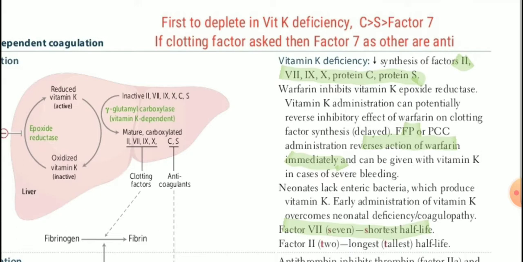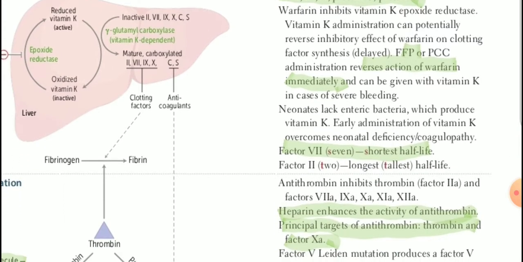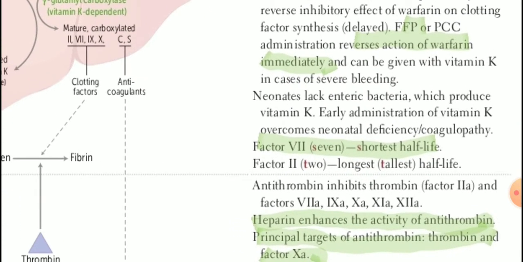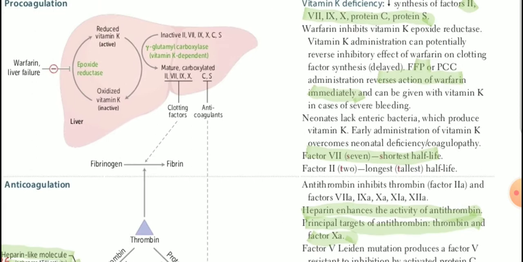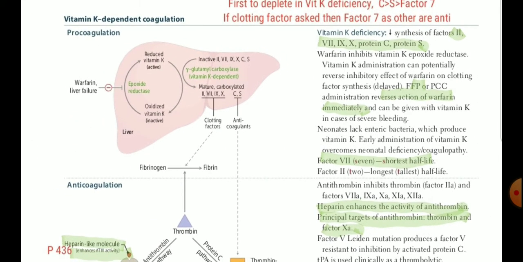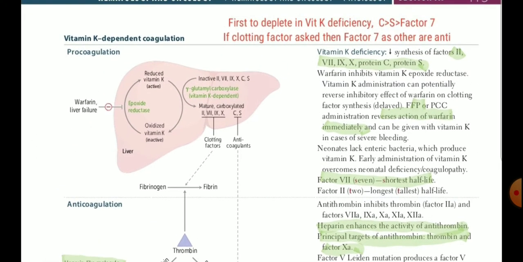So factor 7 amongst all factors has the shortest half life, if they ask about clotting factors, not protein C or S. So it's factor 7, and factor 2, that is prothrombin, has the longest half life. Remember 2, 7, 9, 10, protein C, protein S. First MCQ, vitamin K mechanism: gamma glutamyl carboxylase activation.